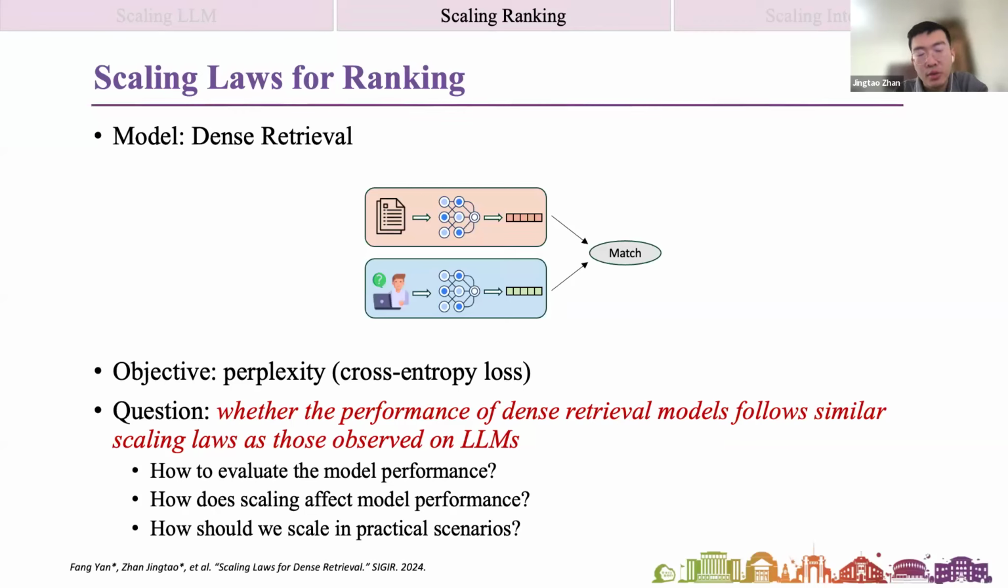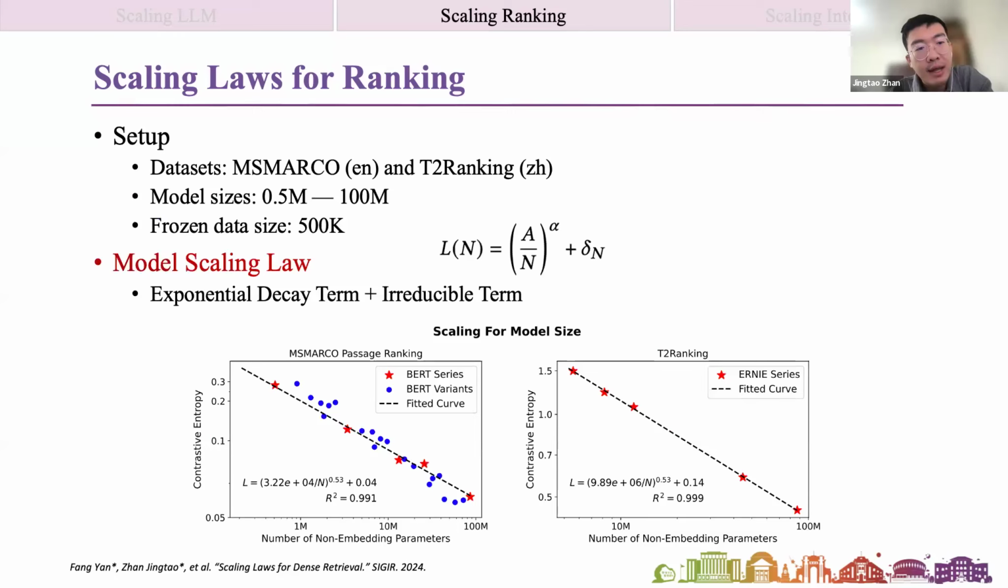And when we try to investigate the scaling law, we still use the perplexity as our objective. This is also a similar cross entropy loss, like what OpenAI does to investigate the scaling laws for large language models. And we try to answer questions like how to evaluate the model, how does the scaling affect model performance, and how should we scale in practical scenarios, things like that. And we try to find out whether the model size or the data size has a similar power law effect for ranking performance. And this is what we find out.